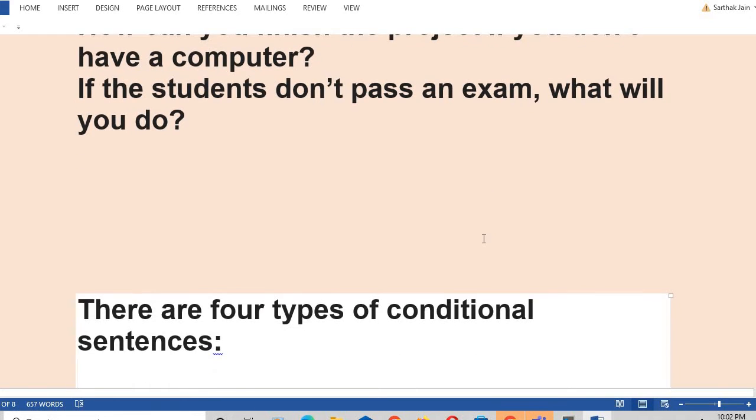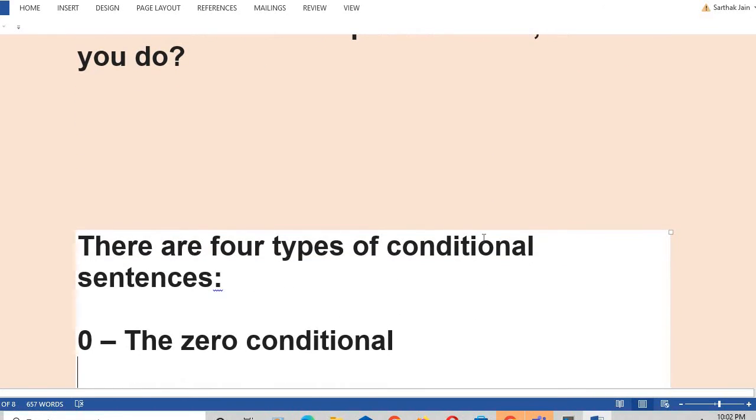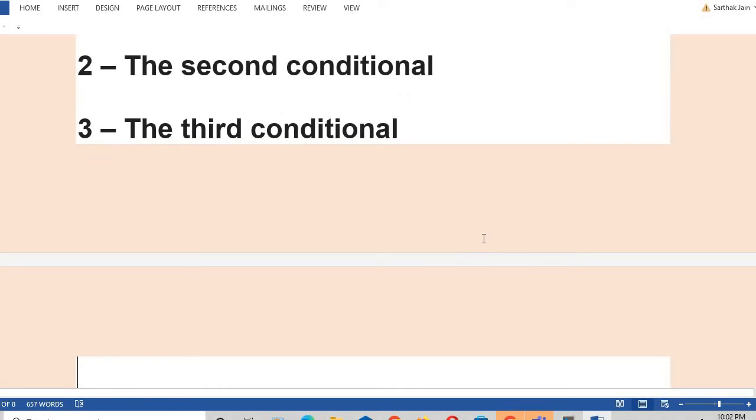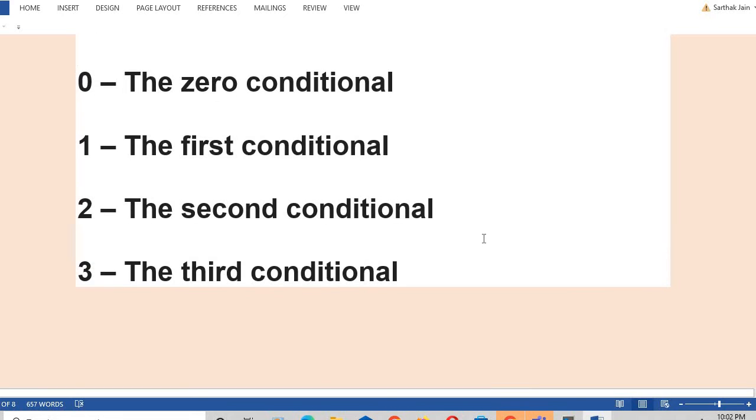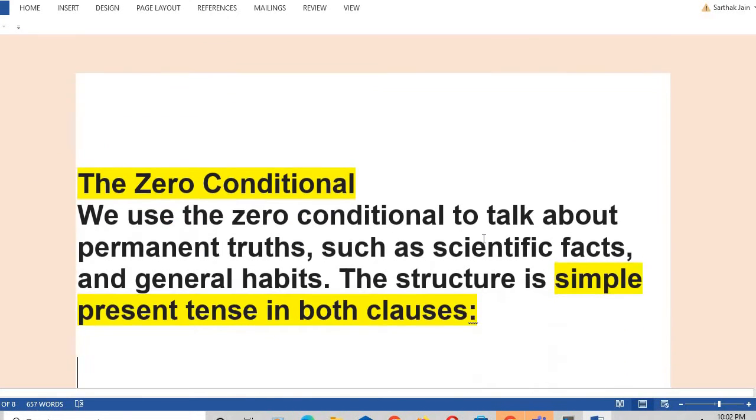Now let us see how many types of conditional sentences there are. There are 4 conditional sentences, starting from zero conditional, and then first, and then second, and then third. So let's understand what they are.